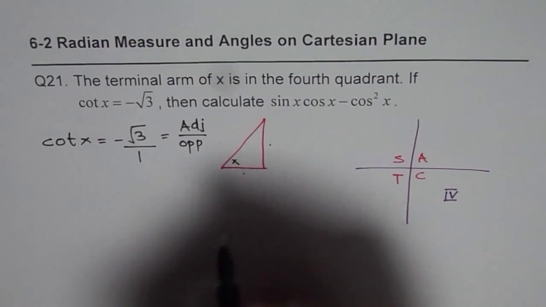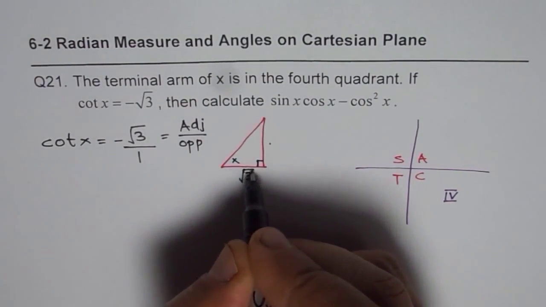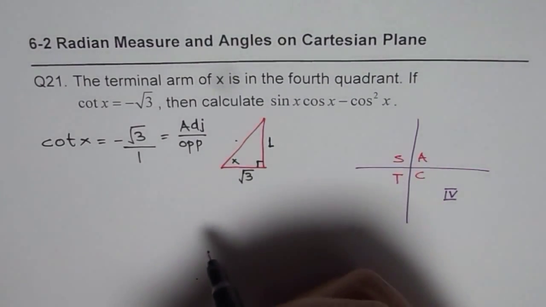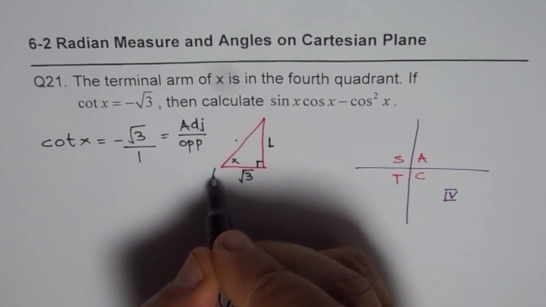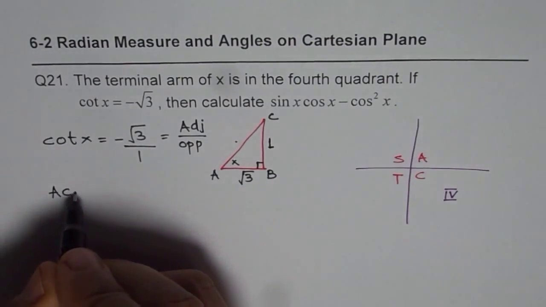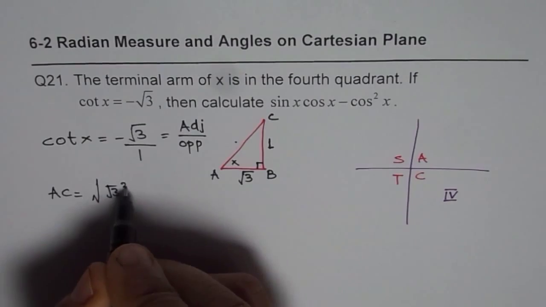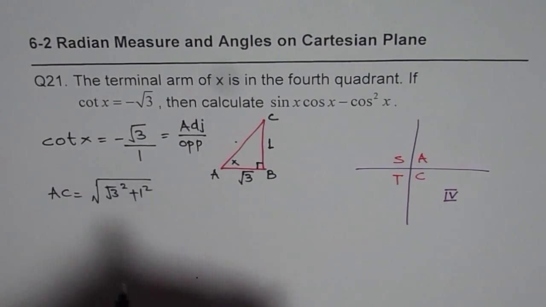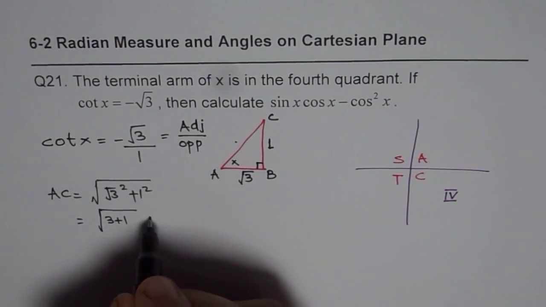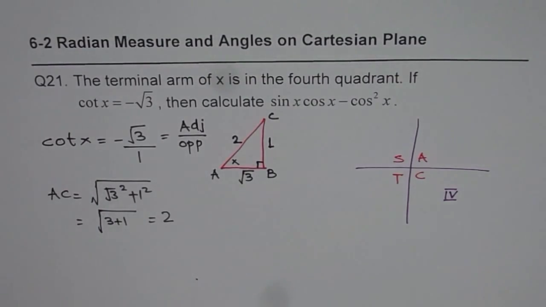So square root 3 is the adjacent side. Since this is 90 degrees, this side becomes square root 3 and the other side becomes 1. Okay, so we can find the third side. Let me name this triangle ABC now, right? So AC will be equal to the square root of square root 3 squared plus 1 squared, right? So that gives us the square root of 3 plus 1, which is 4, and that gives us 2. So this is 2 for us, correct?